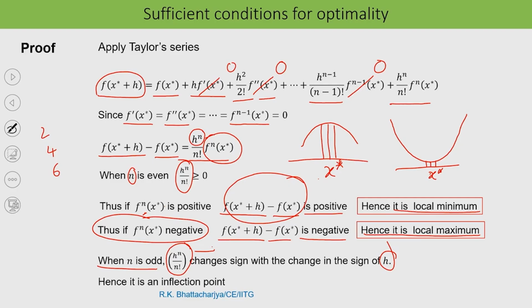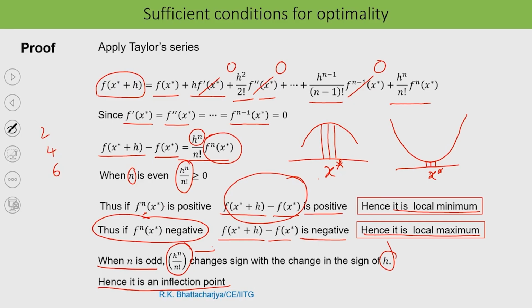So, that is a condition for an inflection point. Therefore, we can say if n is odd, then the particular point is an inflection point. Because if you are approaching from one side it will be positive, and if you are approaching from the other side it will be negative. So, this is a condition for an inflection point.